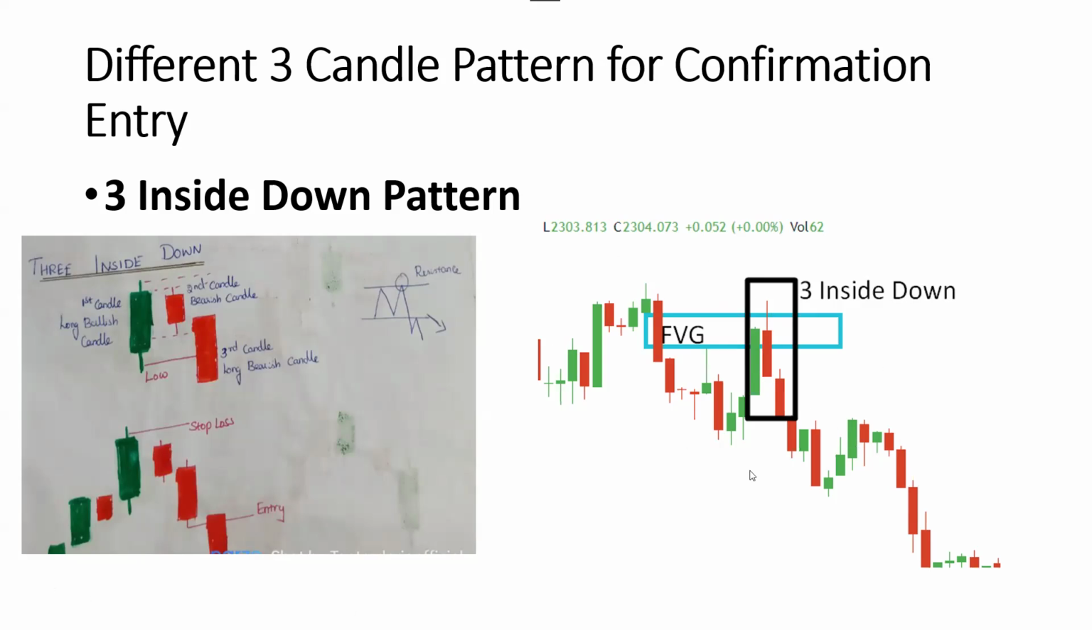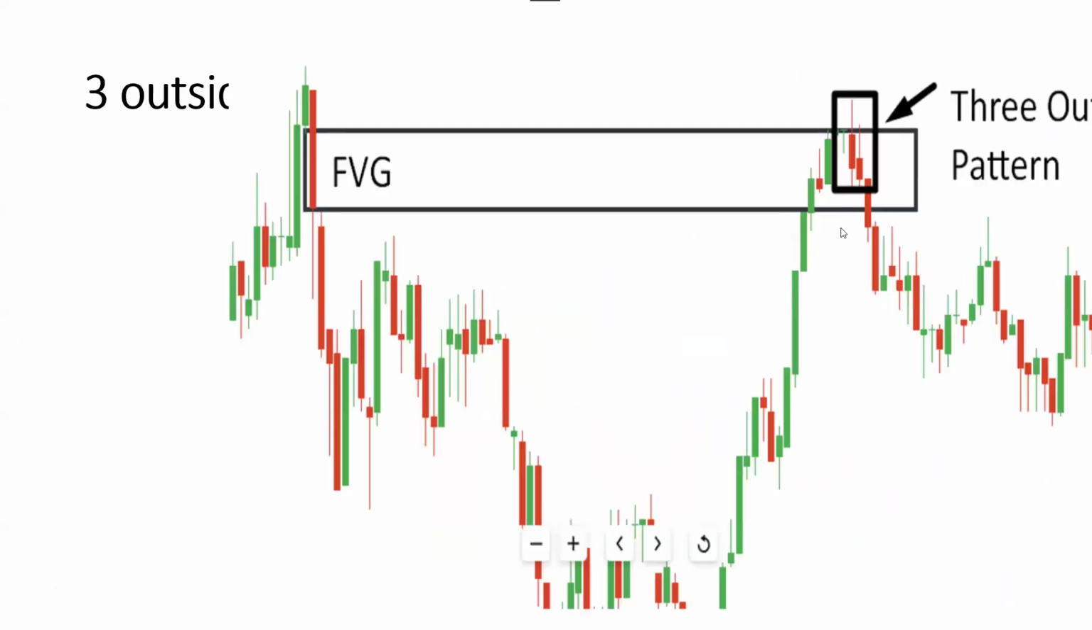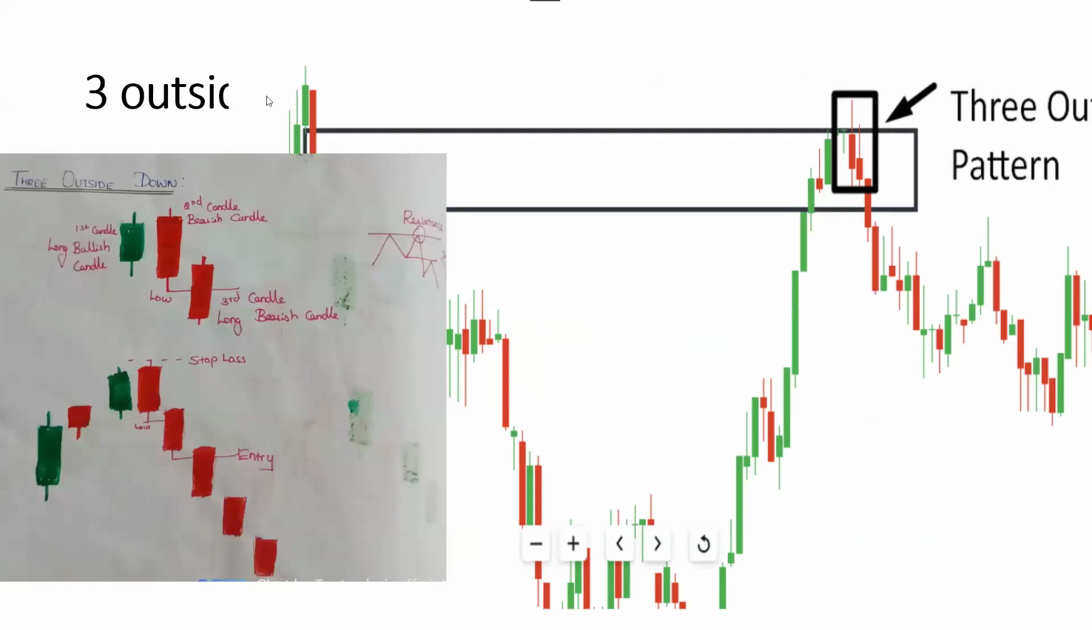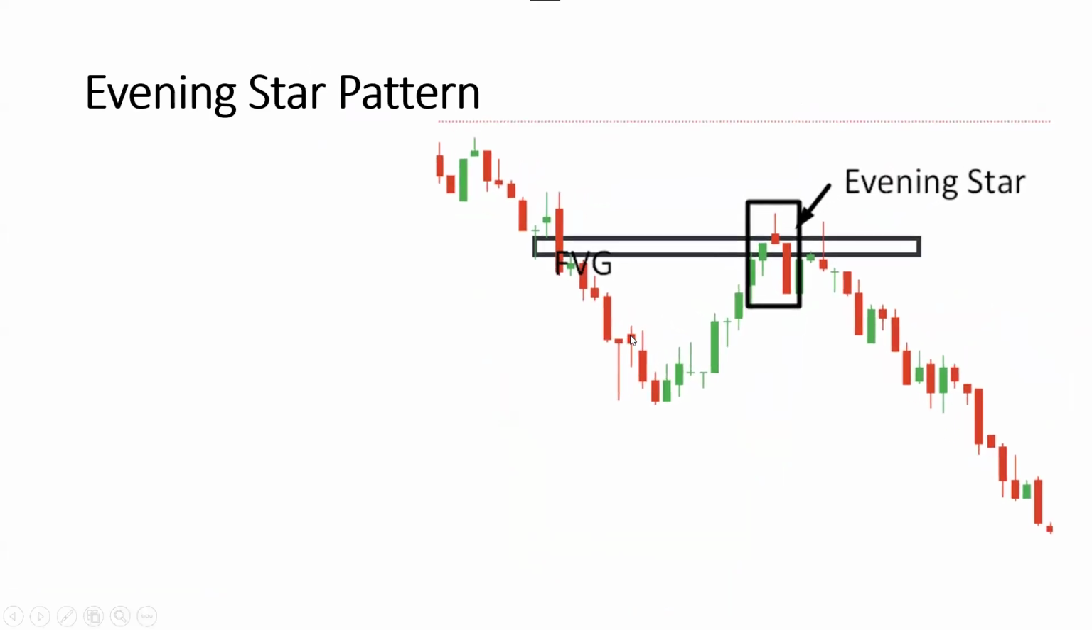A similar pattern, with a little bit of variation, you will get for the 3 outside pattern. This pattern will look like this. You see, the one green candle is already covered by the red. Then again, the red candle closes lower than the previous red. That is the next one. Here also the resistance I have shown is nothing but our fair value gap. When the market fills this fair value gap, we are going to sell this trade. So this is the second. And the third one is your evening star pattern. This pattern you might be very familiar with.